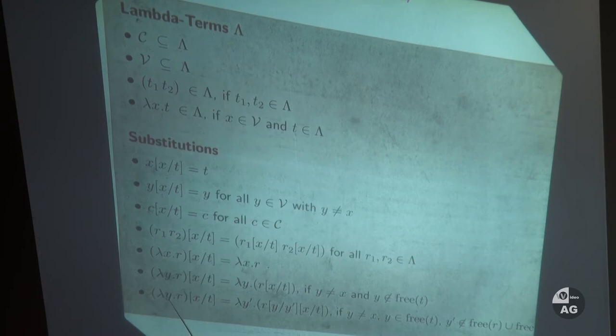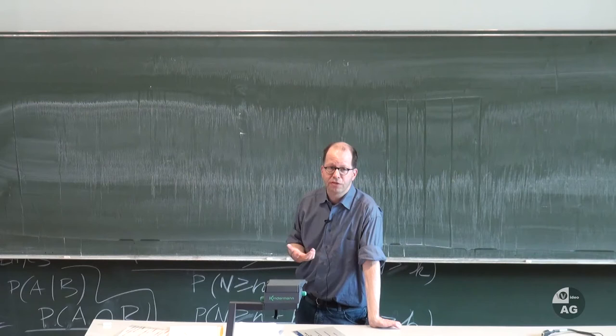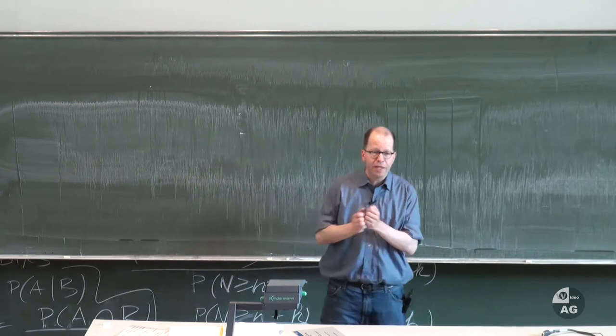So everywhere in R, we have to replace y by y prime, and then we can apply the substitution of x by t. So this was the definition of substitution. And now we started defining the semantics of the lambda calculus. This time we defined it not in a denotational way, but in an operational way. So we said, how can you evaluate a lambda term to another lambda term?